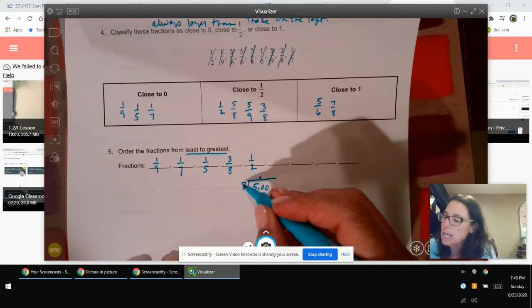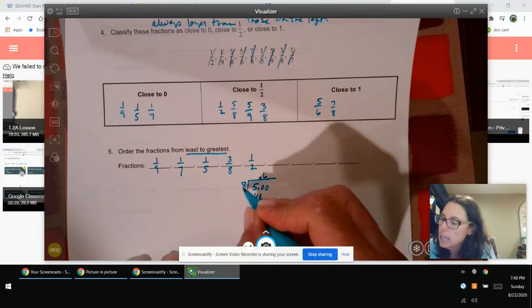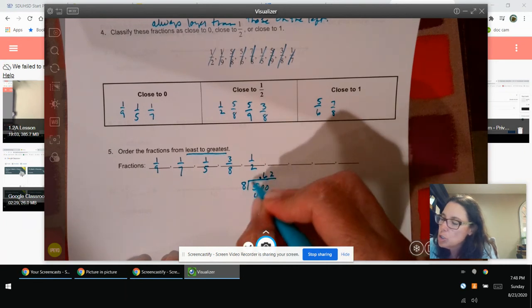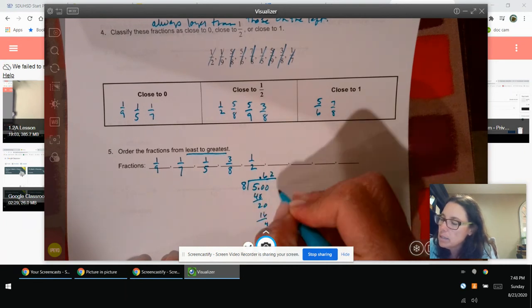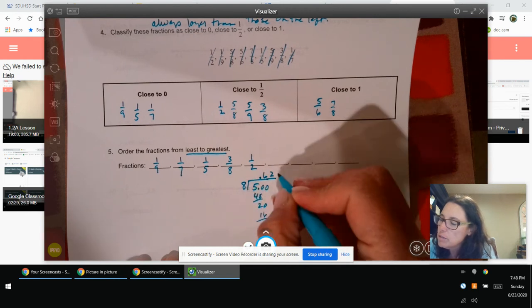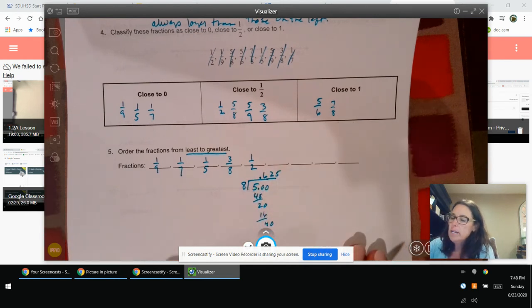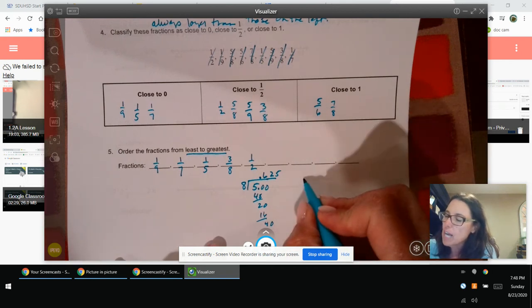8 goes into 50 6 times, 48. 8 goes into 20 2 times, 16. 8 goes into 40. Okay, so 0.625 is 5/8.